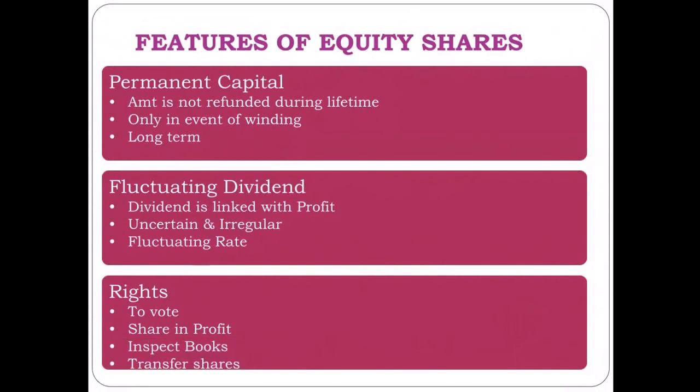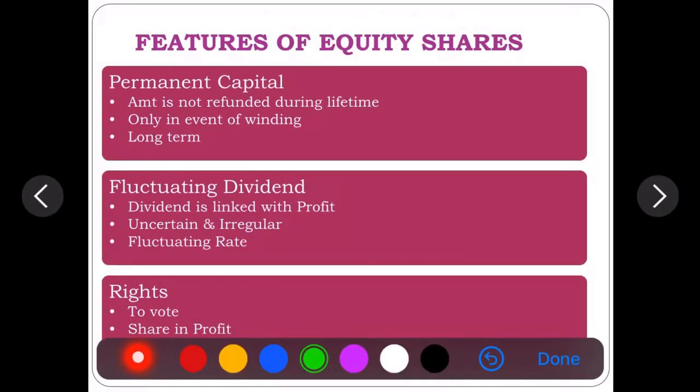The next feature talks about fluctuating dividend, where fluctuating means changing. क्लास, please note that the dividend which is given to equity shares is directly connected to profits of the company. That means when there is more profit, the company will give more dividend. When there is less profit, the company will give less dividend. And when there is no profit, no dividend will be given to the equity shareholders. That means the dividend which is given to equity shareholders is uncertain and irregular. That means there is no guarantee, no commitment and no fixed return given to the equity shareholders.